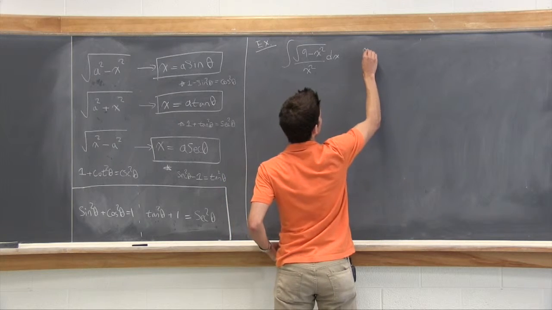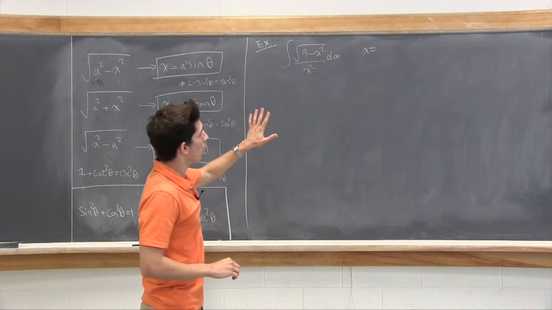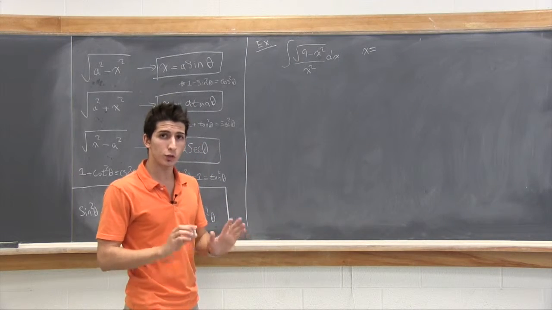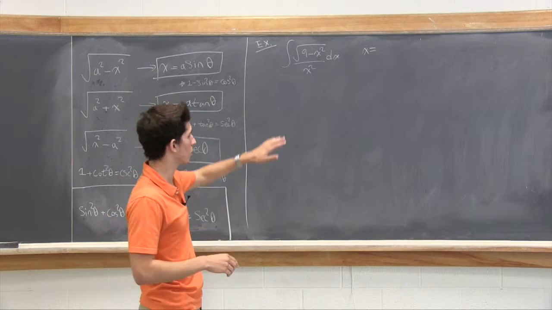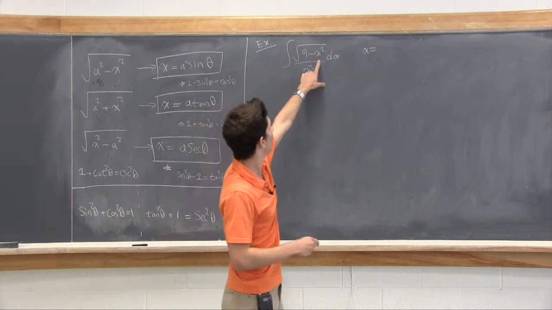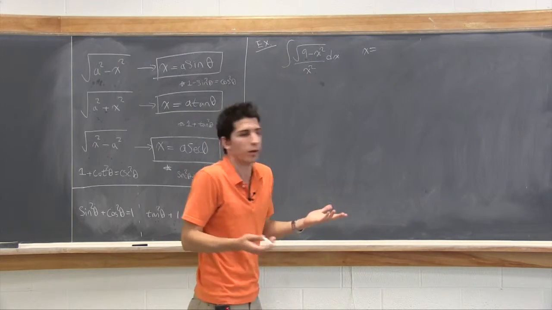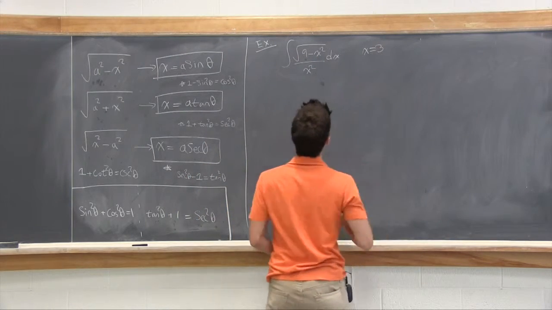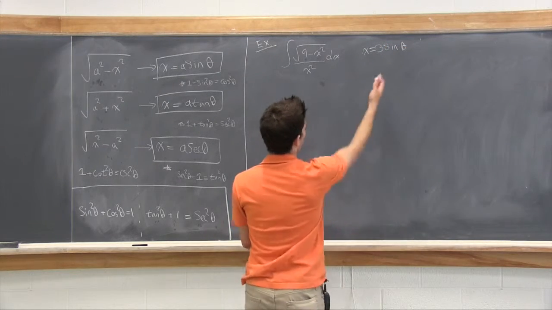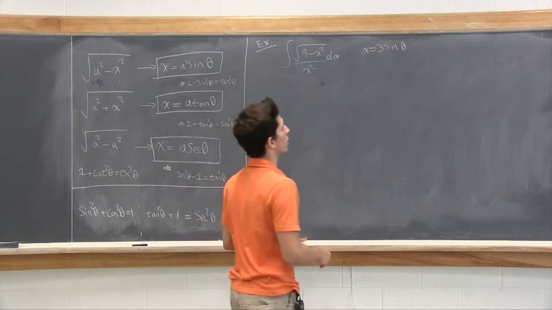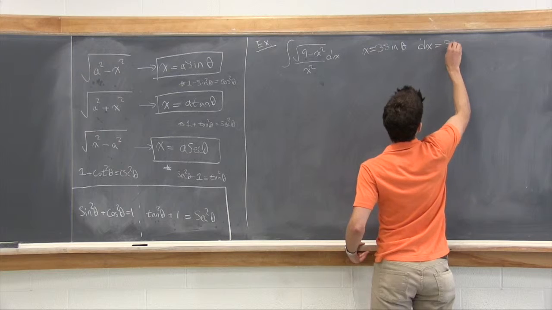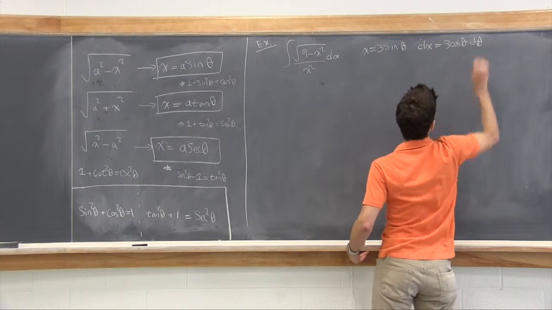So I'll say x is equal to, now, choosing the a must be done right. If you choose the wrong a, you will run into problems. So we have to be careful. I want an a so that when it gets squared, it gives me 9. So I'm going to choose 3. Very simple. It's 3, and I'm going to choose sine. Again, because when I actually carry it out, I'm going to get cosine squared. So what's my dx? Well, dx is going to be 3 cosine theta d theta.